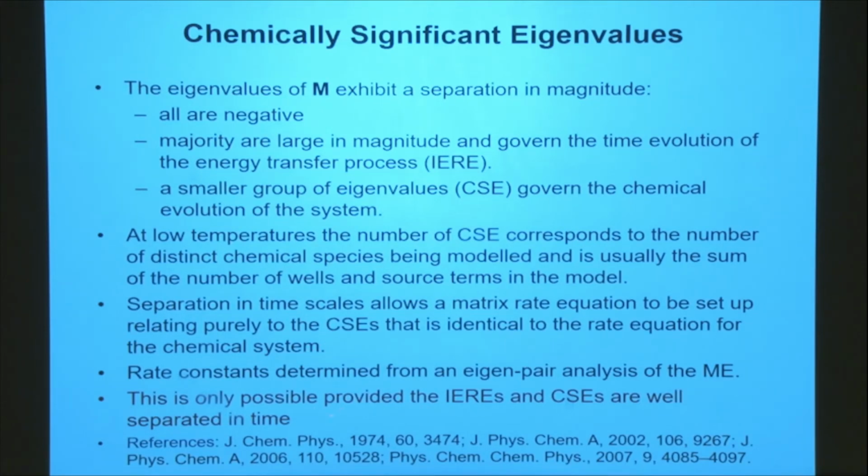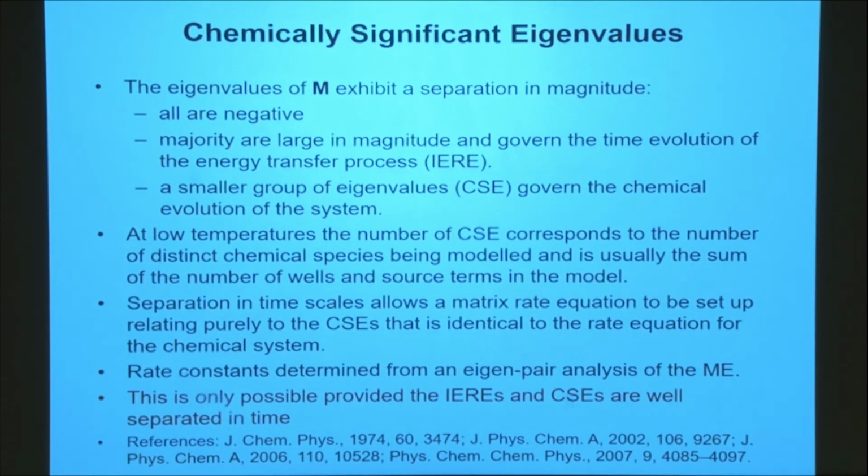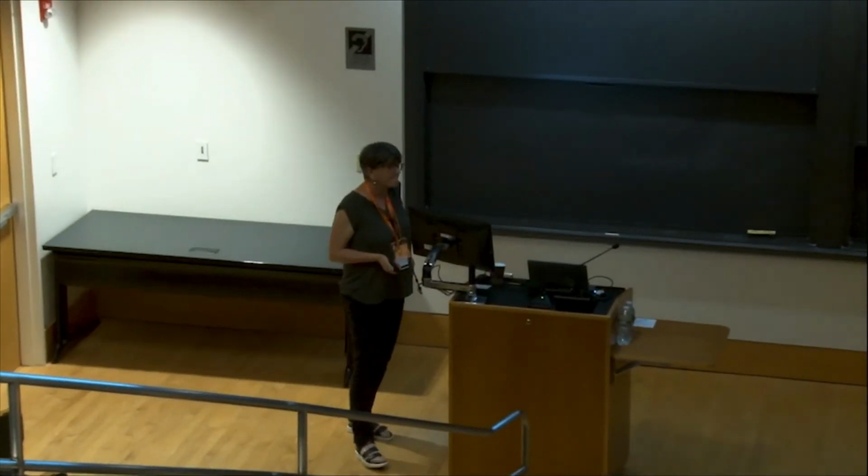So this is fairly straightforward if we get this nice separation. But for some systems, we don't get this nice separation between the energy transfer processes and the chemical processes, and the eigenvalues can start to cross. And then it gets more difficult because we can't easily define chemical rate constants. And so I think there is an ongoing debate about how to handle systems like that.